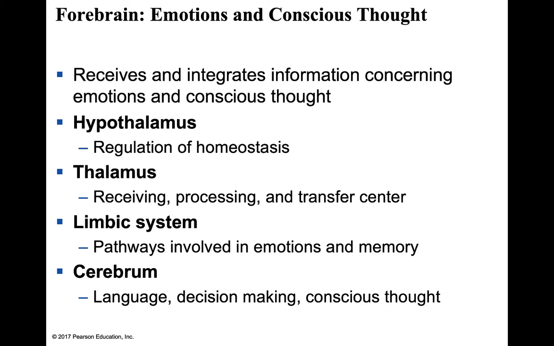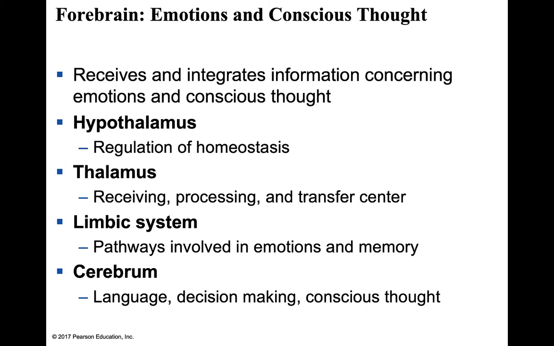So now we're moving on to the forebrain. This is the area that's responsible for all of our emotions and conscious thought. So here, this is where the majority of information is coming in and integrated overall. Now, the hypothalamus, we've talked about that. That's going to act as a bridge with the endocrine system. We're going to come back to this a little bit later. But also, a lot of our behavioral functions related to homeostasis are controlled here. So that's really important. The thalamus is an area of receiving, processing, and transfer. So think of it as the relay area overall.